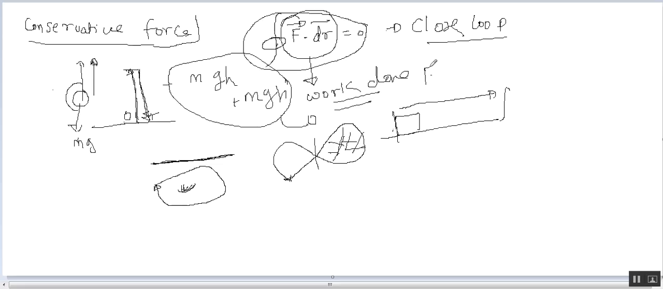Let me draw the free body diagram. It is moving in this direction, so the direction of the friction force is like this, F, and the displacement will be this. So what is the work done by friction in this case? Minus Fx. Now when it comes down again here, what is the work done by friction? The friction force is here and the displacement is here, so again minus Fx. So friction force is a non-conservative force.